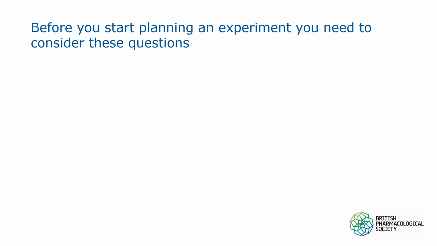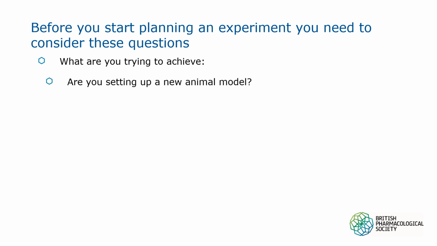It is rare for us to perform a single one-off experiment in isolation. We usually need to run a series of experiments to investigate a scientific hypothesis. When you start planning an experiment, you need to consider what you're trying to achieve and how it relates to any previous experiments you have already performed. For example, perhaps you are setting up a new animal model and have no information about its reliability. Before testing any compounds using this animal model, you'll need to optimize the model parameters.